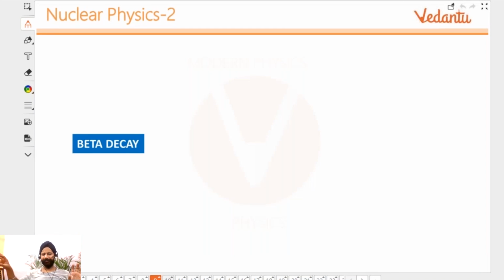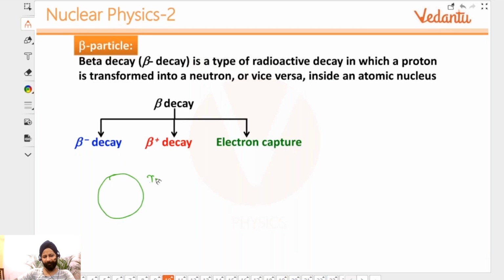So beta can be positive beta and negative beta. When is it a negative beta? Let's say there is a nucleus and it has more neutrons than protons. Then it wants to get rid of a neutron, and it will say, okay, let me produce one proton and one electron. So it will have a beta decay.